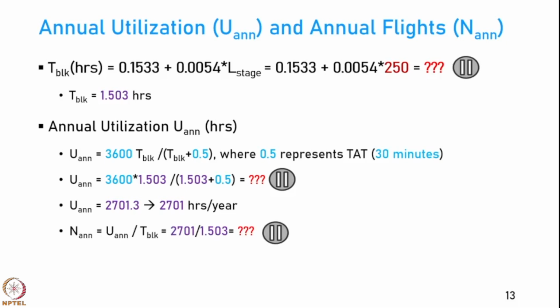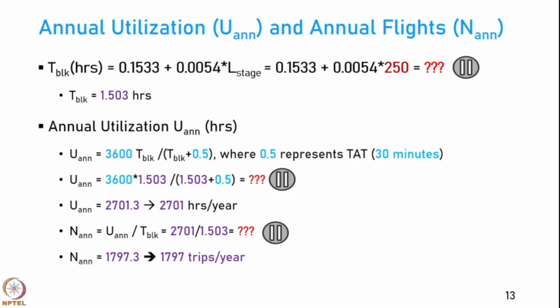Then how many flights can you operate? Because each flight is 1.503 hours block time and the total number of hours is 2701. You can get it by dividing the total number of hours, 2701, by the block time of each flight. Please do the calculation. The answer comes out to be 1797.3. Again, I ignored that 0.3. So, therefore, we are able to do approximately 1800 trips per year.